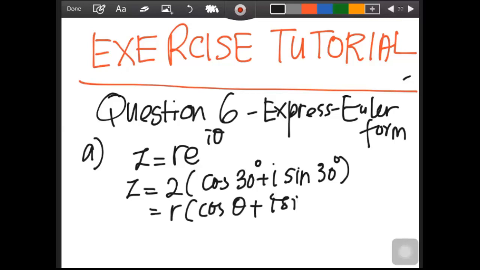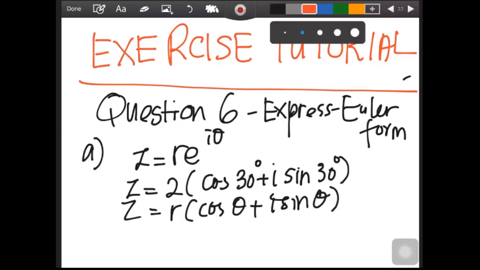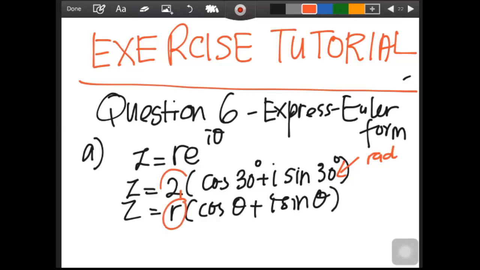Okay, but the thing is kalau kita ada untuk Euler, so kita kena tukarkan yang theta ni dalam bentuk radian lah. Okay, so first kita tahu R dia adalah 2. Alright, so R is 2. And then radian dia, so kita kena convert lah. So kita ada 30 tu kan.